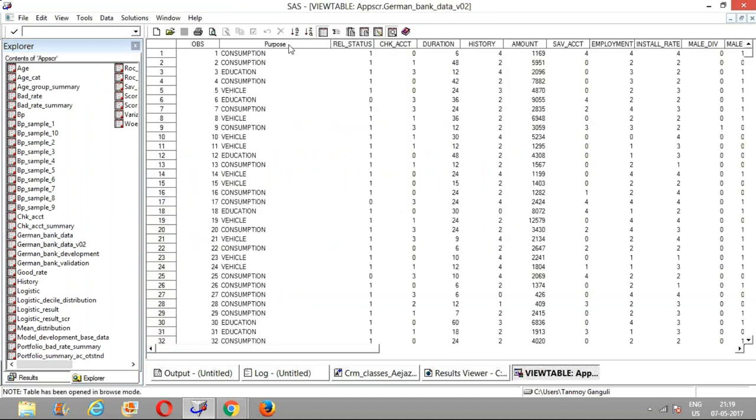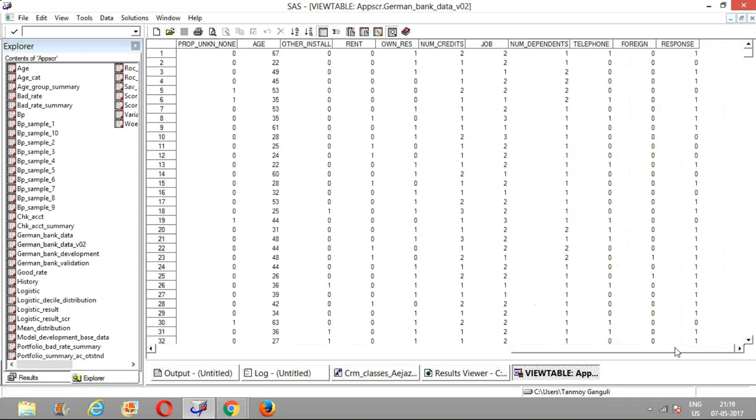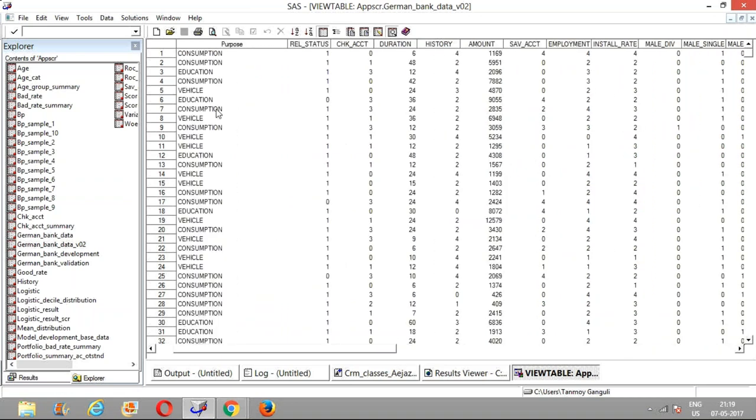Now, in this data, what I have done is, if a person has taken a loan, say for a used or a new car, I have coded it as a vehicle loan. People who have taken a loan for education or retraining, I have clubbed these two types of loans under education loans. And people who have taken loans for furniture or for radio TV, I have clubbed them as a consumption loan. So basically, I have clubbed these six purposes of loan into three basic product groups, into three basic types of loans.